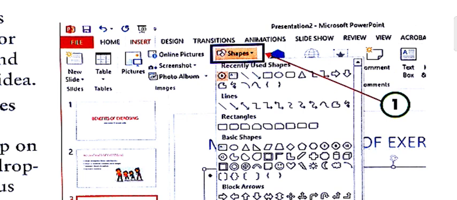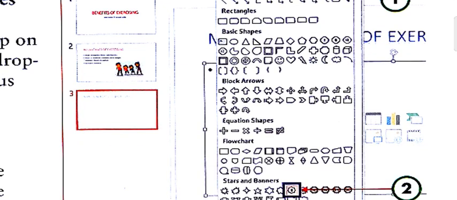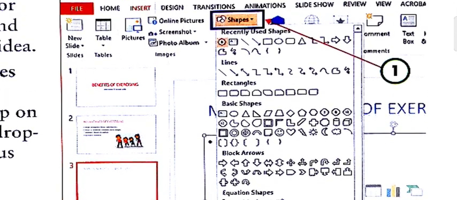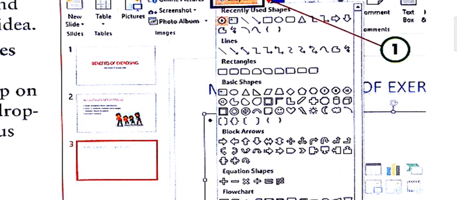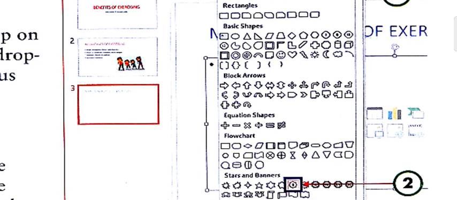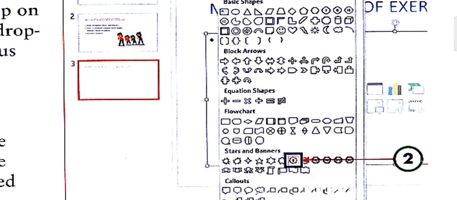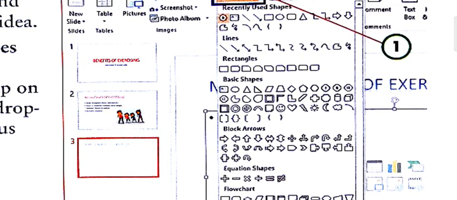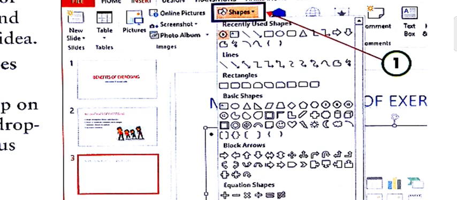Then a drop-down menu will appear with the different shapes: lines, rectangles, basic shapes, block arrows, equation shapes. There are different types of shapes in the drop-down list. When you click on the Shapes option, you will see these various shape options. Then click and drag the mouse to draw the shape in the desired place on the slide.